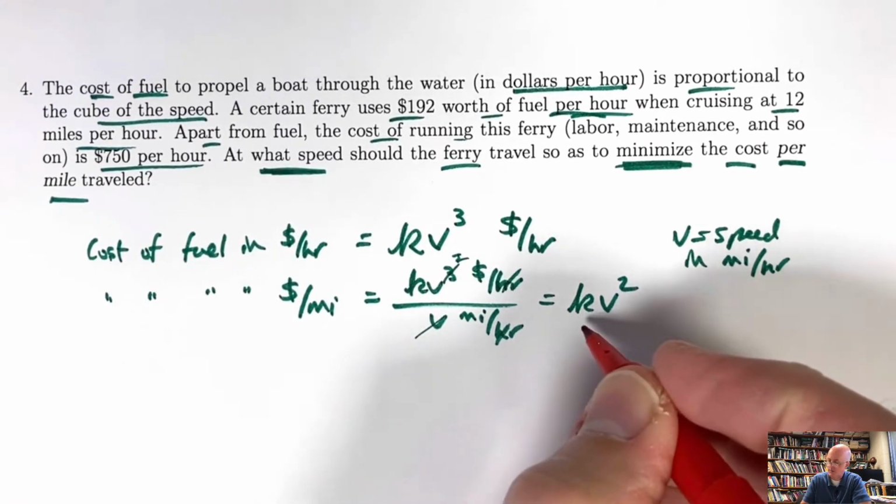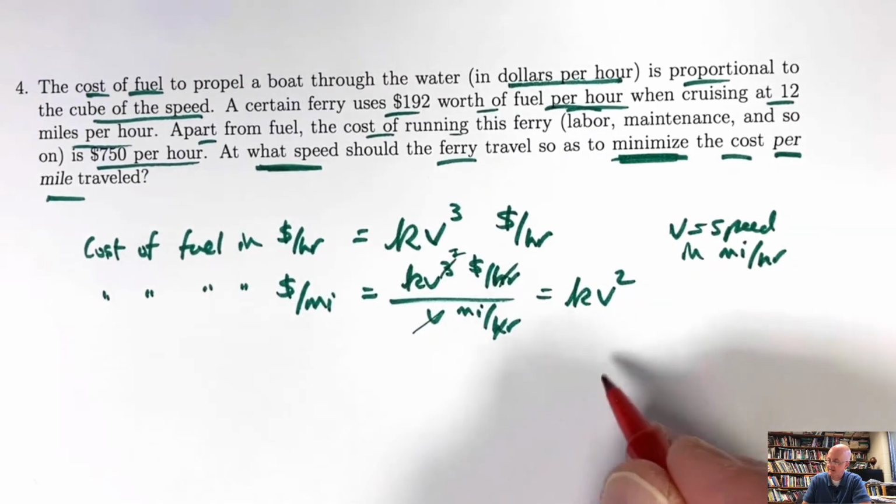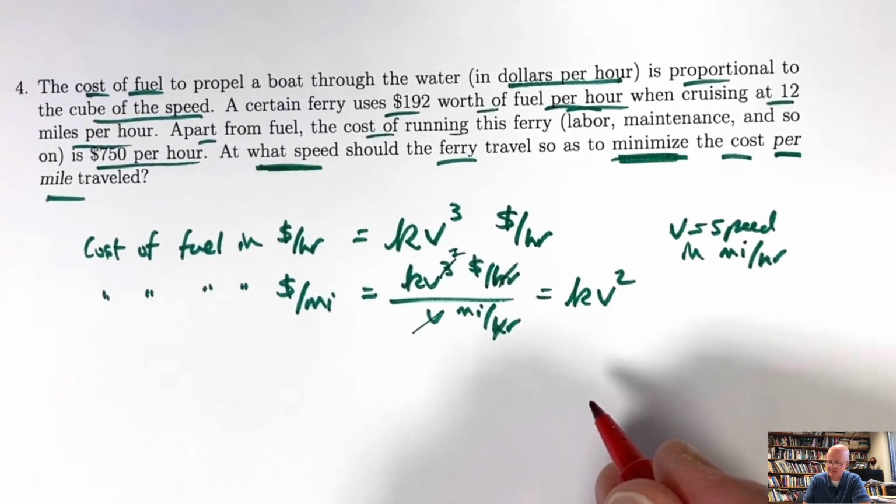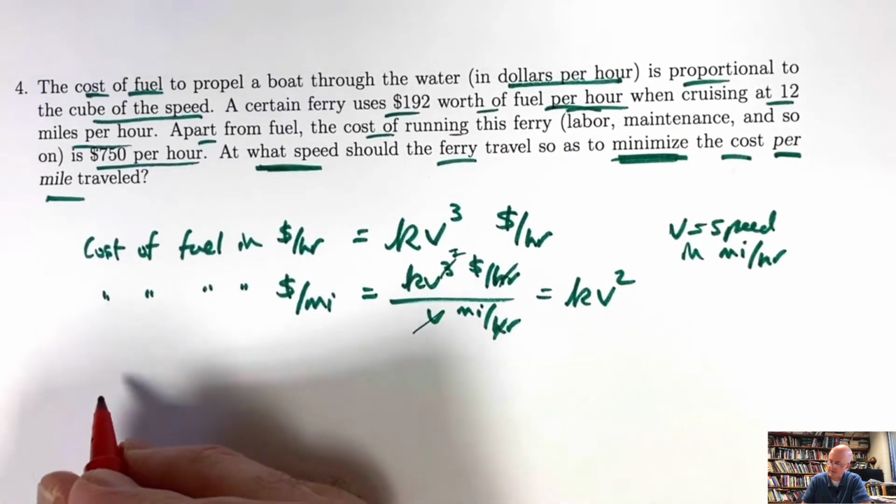This is a function that grows as V grows. It's minimized when V is 0, in fact, but that doesn't make much sense. You want the ferry to move. That's why we need to think about the other costs.